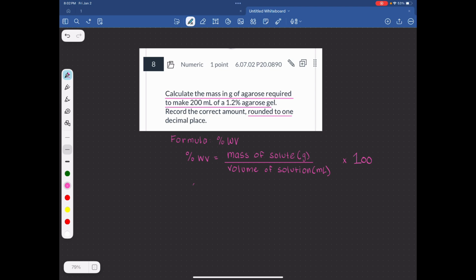All right, so percent weight times volume, that's going to be the percentage weight. Just write all of this out. And this is going to express the grams of solute per 100 milliliters of liquid.